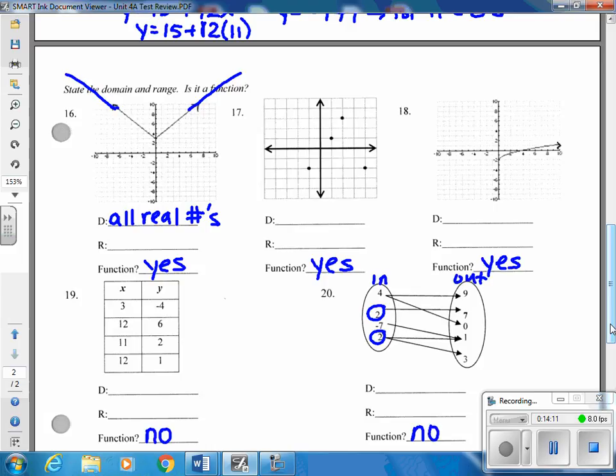For the range, it does not go forever and ever in both directions. It stops very clearly right here at the 3.